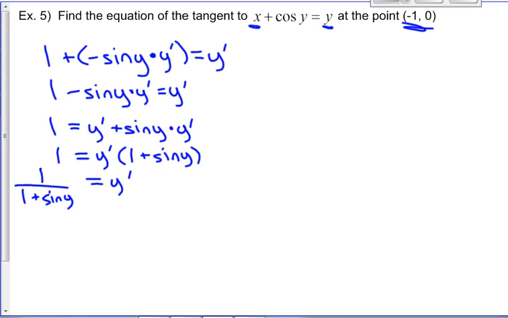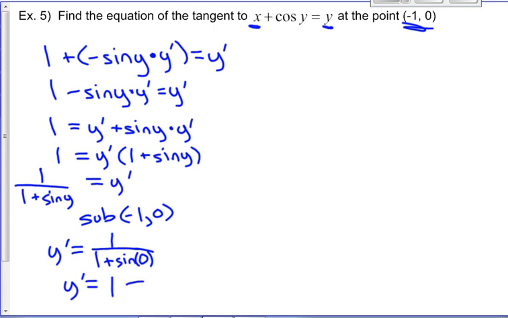And now we substitute our point. So we're going to sub negative 1, 0. Now it turns out in this particular one, there's no x's at all. All I need to do is sub in the right y value. So if there were x's, I'd put in negative 1 for x. There's only a y here. So I'll put in 0 for that y value. Okay, and we're dealing in radians here. The sine of 0 is 0. So y prime is going to be 1 over 1, or 1. That's the slope of the tangent.